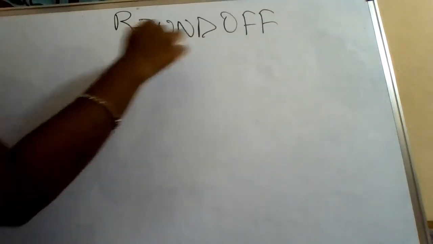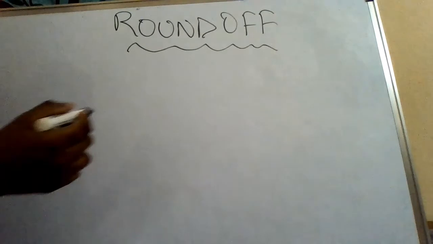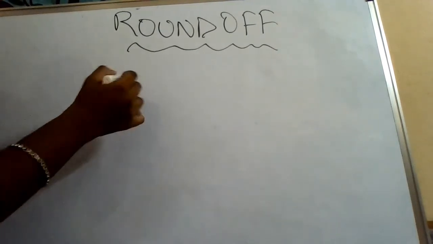So today's topic is about rounding off or estimation. Rounding off, you all know, is how you take an estimation of a given number. This is very important in the maths topic. So let us have an example.